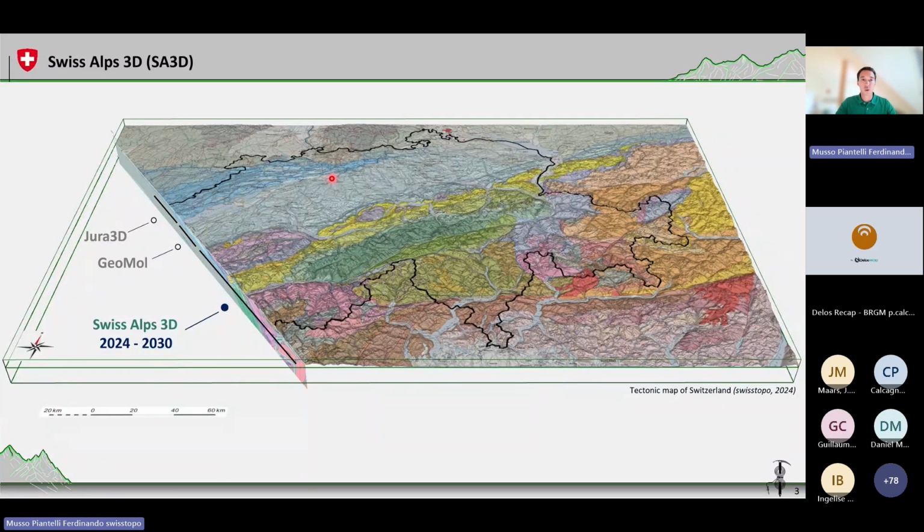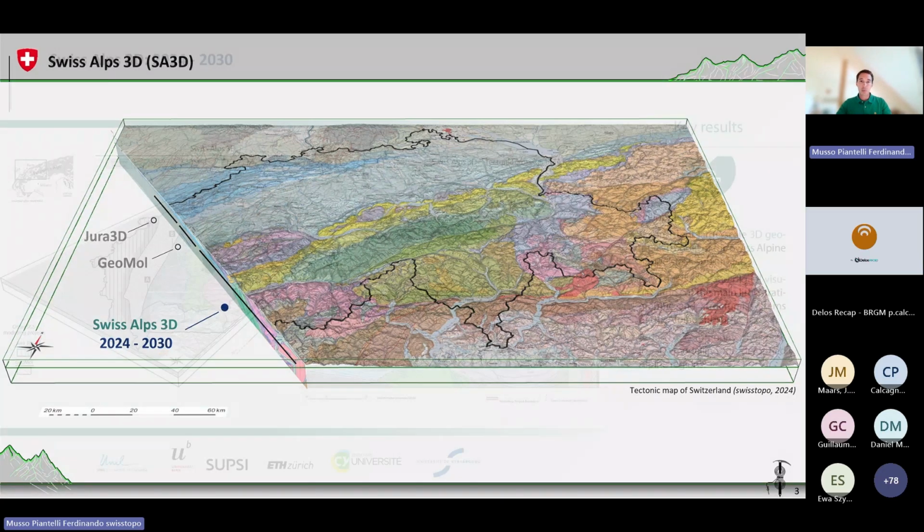To the north, we have the Jura, with the Jura 3D modeling project you might have heard about. Then we have the Mittelland, the Molasse region here in light blue, where we already had the GeoMol modeling project that is finished but is continuously being updated as part of this program. And to the south, all these nicely colorful units are the alpine regions of Switzerland. There we have a dedicated project called Swiss Alps 3D, running from 2024 until 2030, which is the object of today's presentation.